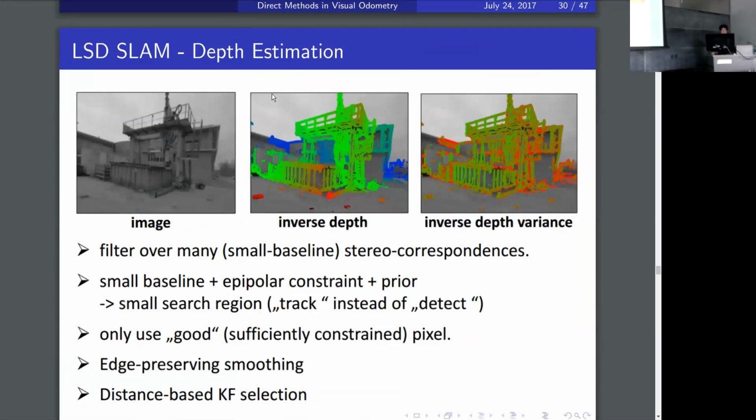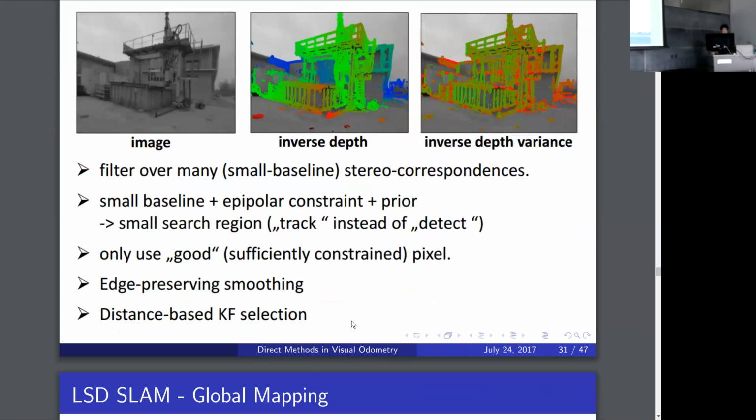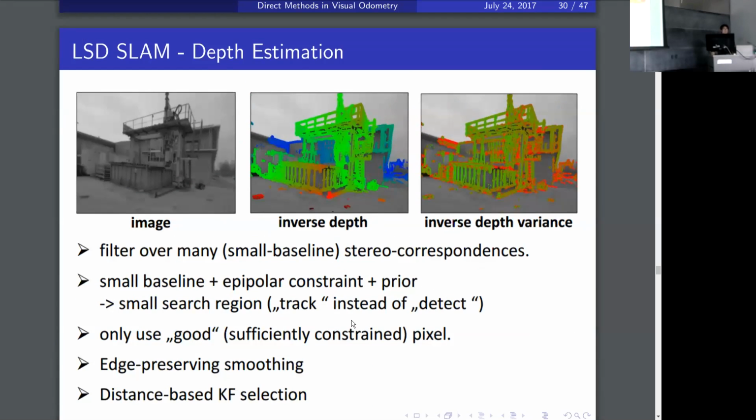So LSD SLAM basically tries to come up with the inverse depth of the original image, as well as the variance of each of the inverse depth pixels. And again, it uses the goodness measure previously described to obtain the semi-dense features. So where the variance comes from as well, where the variance is coming from to goodness, I'm not sure.